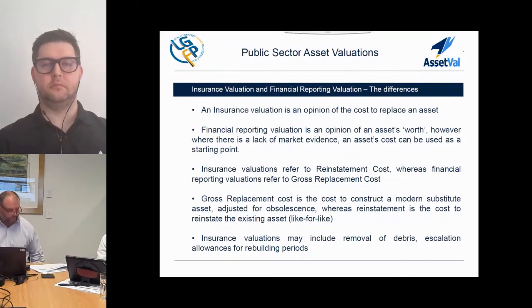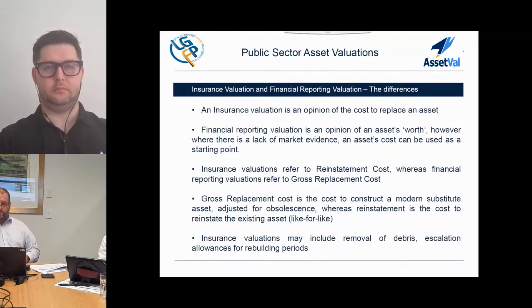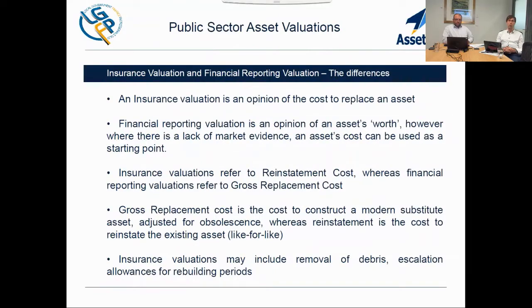The key thing about insurance valuations that differs from financial reporting valuations is the difference between reinstatement cost and gross replacement cost. So insurance valuations will refer to reinstatement costs, whereas financial reporting valuations will refer to gross replacement costs. Reinstatement cost is the cost to reinstate the existing asset, whereas the gross replacement cost is the cost to build a reference asset that's equivalent to the subject asset.